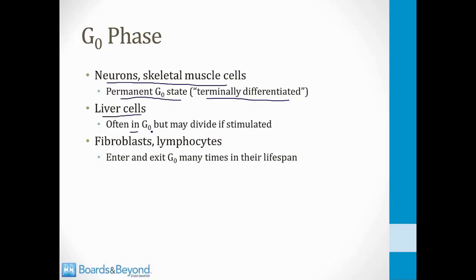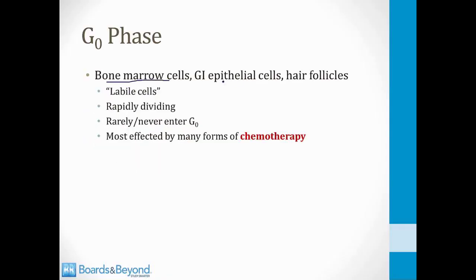Liver cells are usually in a G0 state, but they can divide if stimulated. You may know that the liver is a very regenerative organ, and if there is damage, liver cells can begin to divide and regrow the liver. Fibroblasts and lymphocytes can enter and exit G0 many times in their lifespan. They're often in a resting state, but when they are stimulated, they can begin to divide. And then cells in the bone marrow and GI epithelial cells and hair follicle cells are considered labile cells. The word labile means rapidly changing. These cells are rapidly dividing, and therefore they rarely or never enter the G0 phase.